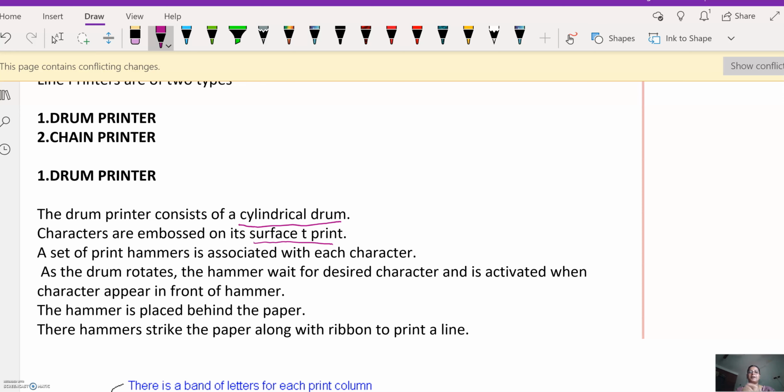A set of print hammers will also be associated with each character. As and when the drum rotates, the hammer will wait till the desired character comes into position, and once it has been positioned properly, the hammer is activated so that it makes an impact on that font, and that will be transferred to the paper. The hammer is placed behind the paper, so it will strike the paper along with the ribbon so that the printer will be able to print a line.